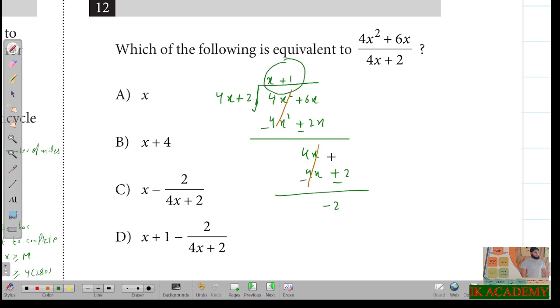So this is our quotient, remainder, and this is the divisor. So I can write it in quotient, remainder, divisor form. First we need to write the quotient, which is x plus 1. Then we can write the remainder, which is minus 2, divided by the divisor, which is 4x plus 2. So that is the simple form of this rational function. So here option D is the correct option.